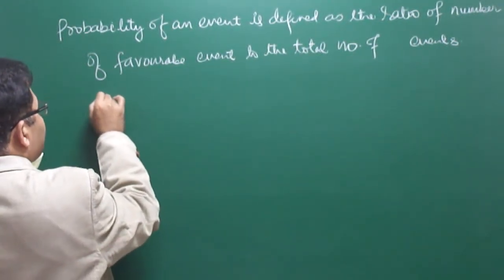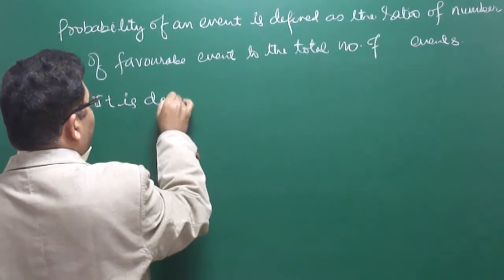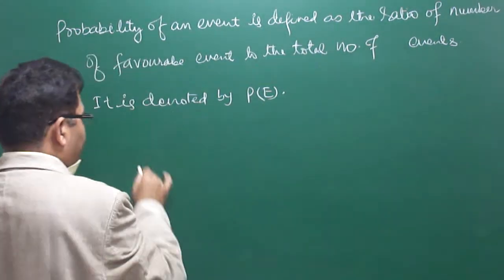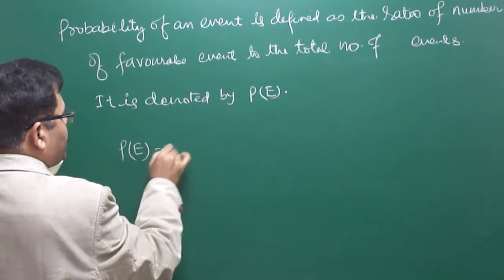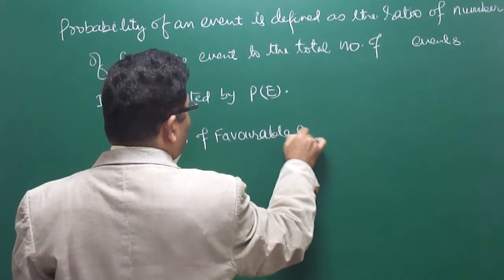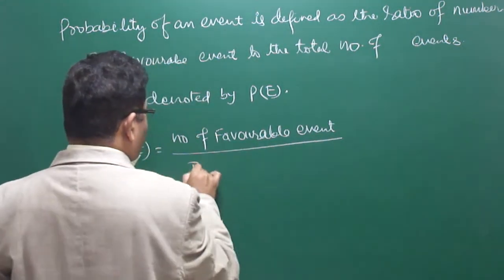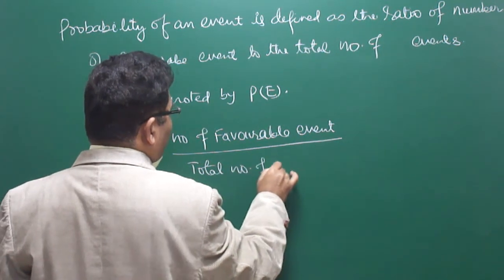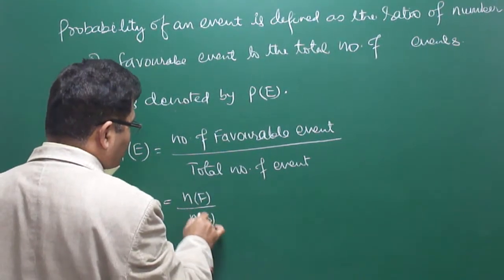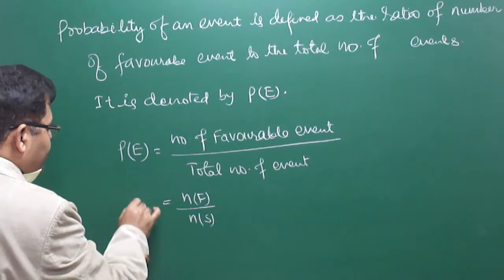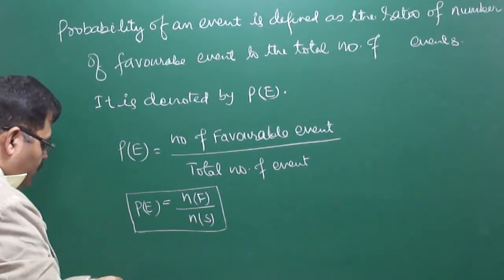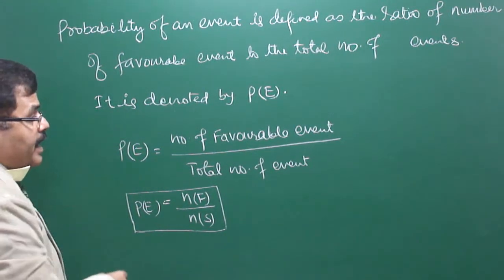It is denoted by P(E). P(E) stands for probability of an event. So the probability of an event is the number of favorable events to the total number of events, that is NF by NS. So P is NF by NS. You understand it? Probability of an event is NF by NS.